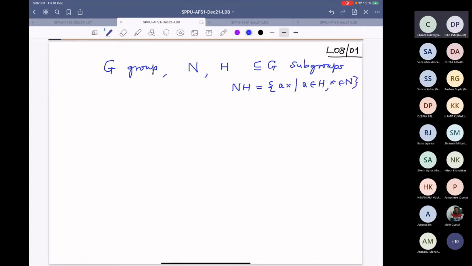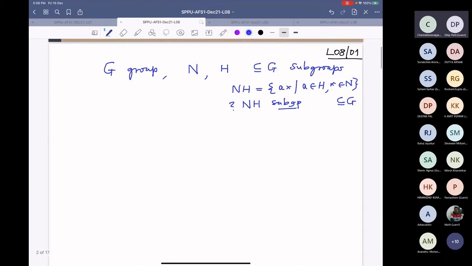When is this a subgroup? This is a subset of G, right? So is it always a subgroup? So only when NH equals HN. Very good. Yeah, but what you are saying is too complicated to check. So can you tell me a little bit better answer? Your answer is correct. So this is a subgroup only when NH equals HN. Very good.